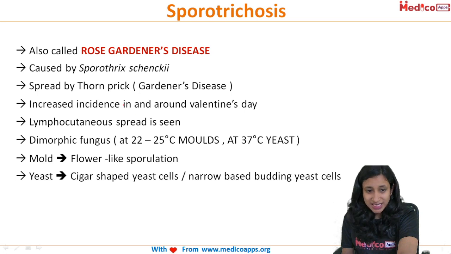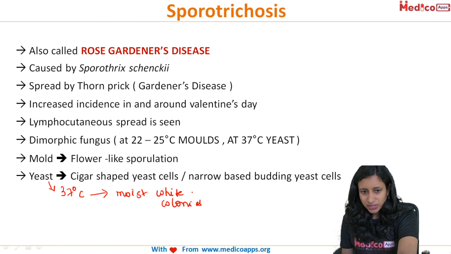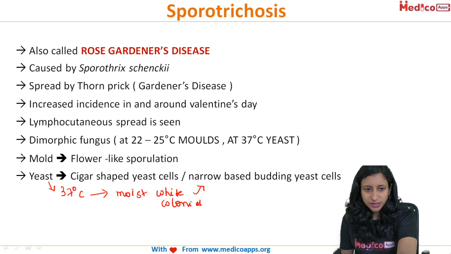Now, when you put the same at 37 degrees centigrade, you see a yeast form, and the growth here is what you see as moist white colonies. And when you see them, these are cigar-shaped yeast cells or narrow-based budding yeast cells that you normally see. Now, this is the variation that you see when you put them at different temperatures, and hence it is known as dimorphic fungi.